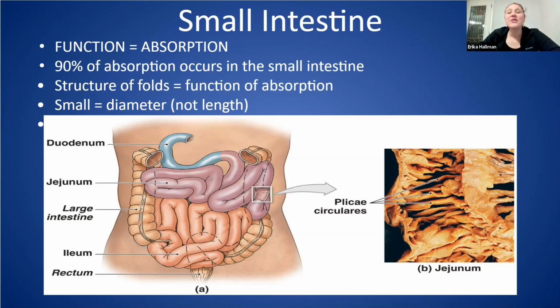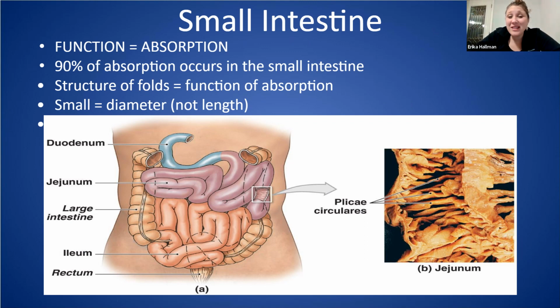Okay, so we've covered oral cavity, the pharynx, the esophagus, the stomach, and now we are on to the small intestine. The main job of the small intestine in one word is absorption. 90% of all of the absorption, all the nutrients that we get from what we eat comes from the small intestine.